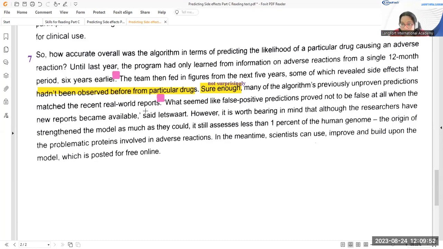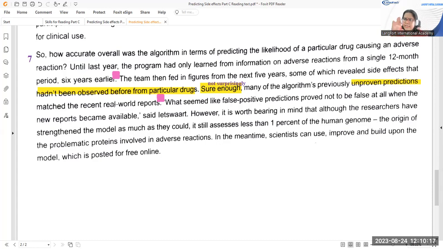And not surprisingly, the results they got now matched the previous prediction that they could improve. Why? Because previously the algorithm gave predictions, but the algorithm did not have information. Now, when they fed it new information and got results, even the unproven predictions matched these reports, because now the algorithm had some data to compare.